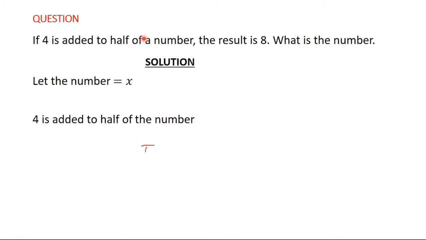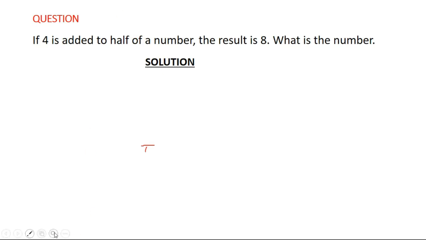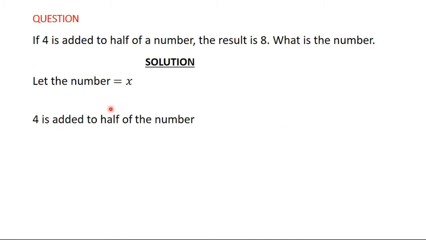We are going to go through the whole process again so that you get what you want to do. You read the information carefully. If 4 is added to half of a number, the result is 8. What is the number? You ask yourself, what does the question want me to find? The question wants you to find a number. So you represent the unknown quantity, which is the number, by a variable. We are choosing S.